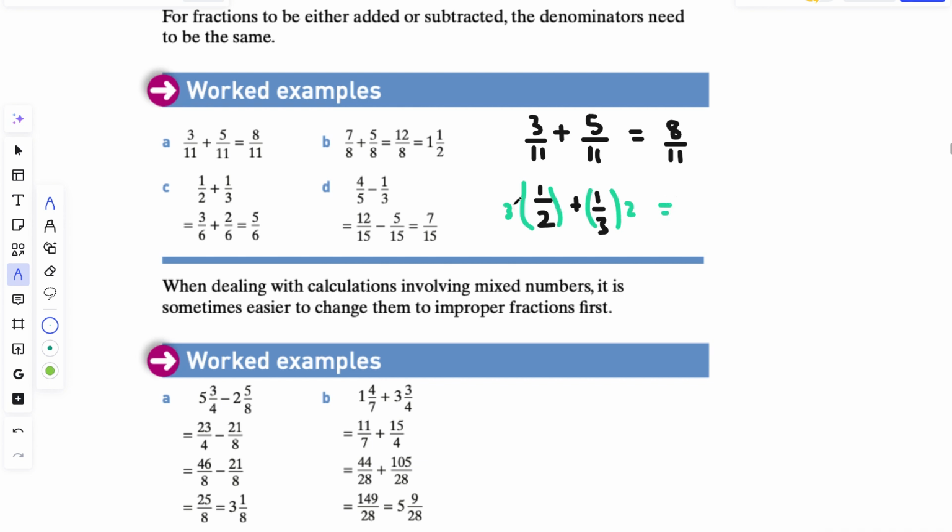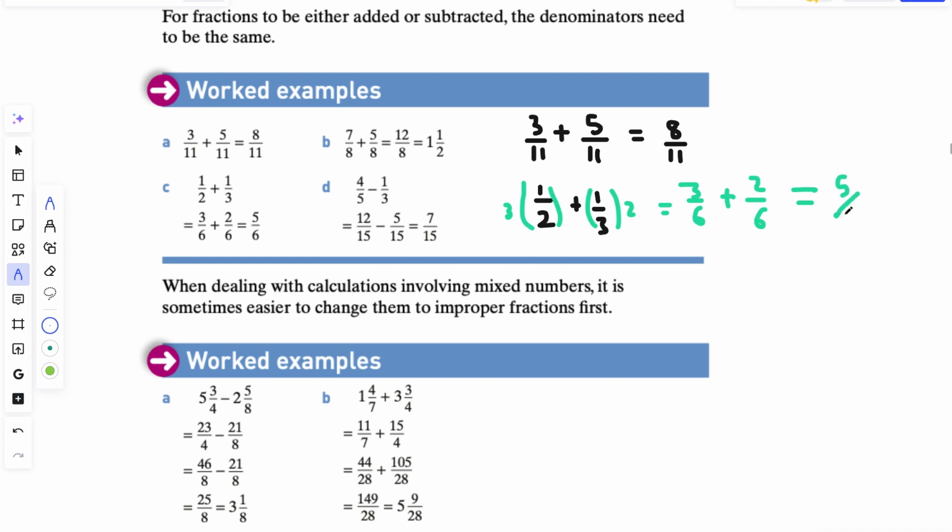You say 3 times 1, you get 3 on top, over 3 times 2, you get 6, plus 2 times 1, you get 2 here, over 2 times 3, you get 6. We've made the denominators the same. Once they are the same now, you just add the numerators. 3 plus 2, you get 5 over 6.